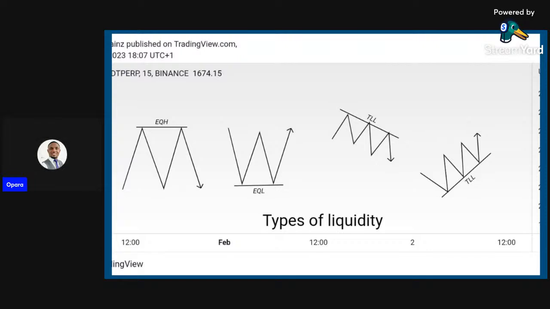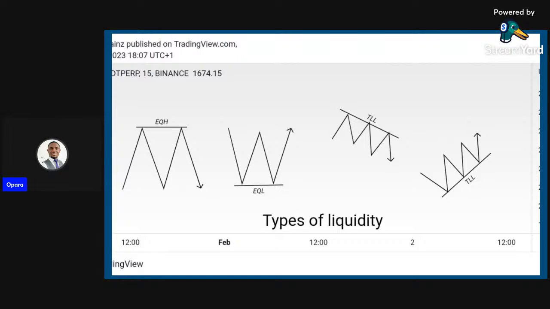Okay, you can see the equal low too is the same thing. When the market forms two low bottoms, the market is definitely going to look. You can see the market is going up, right? As it's going up, it's going to come down, clear this equal liquidity via the concept of liquidity sweep before it moves in the intended direction.